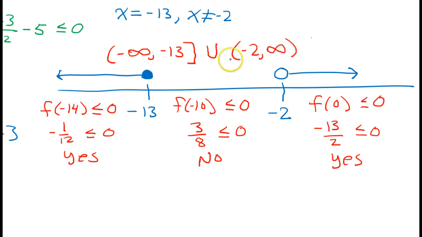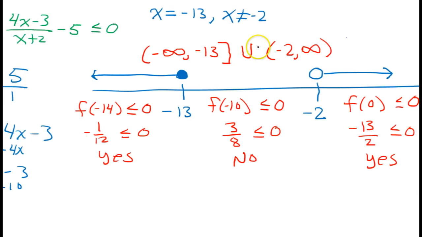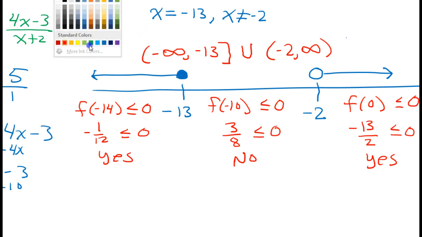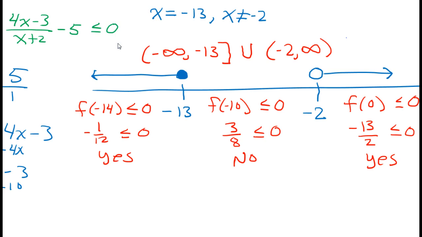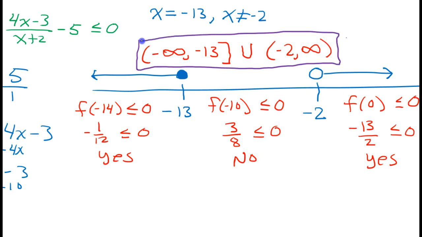This time I use a parenthesis instead of a bracket because it's an open circle. Negative 2 cannot be included as a solution because it is an excluded value. X cannot be negative 2. So this is the answer. And I guess I would say the most important part here is the interval notation, which just summarizes everything. Okay, so that is how you solve a rational inequality.